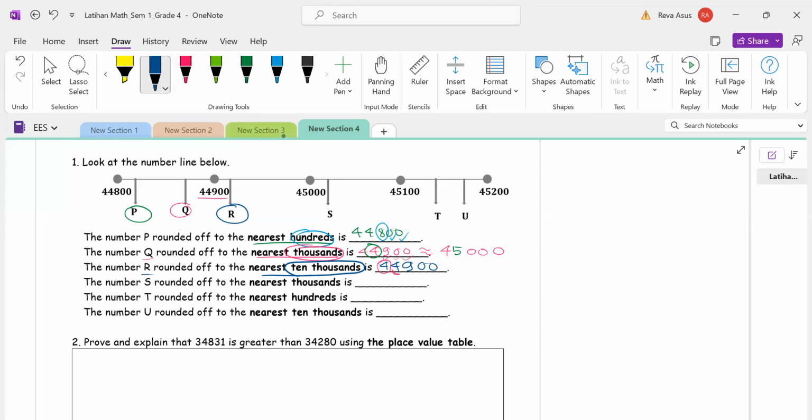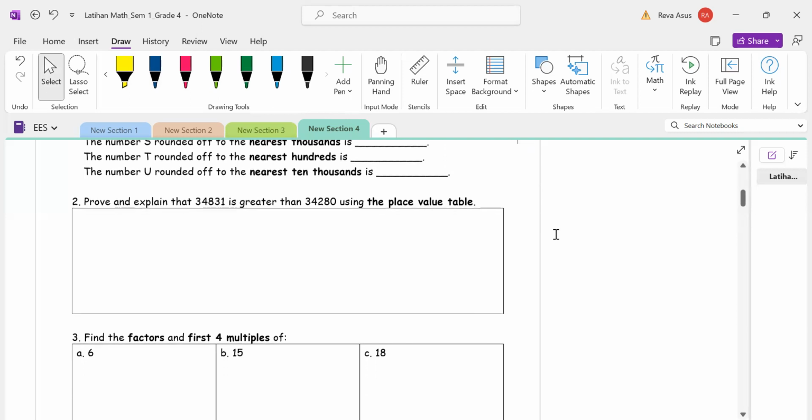So it would be like this. The 4 doesn't change, and for the rest of the numbers, we would put this in pink. The 4 that I circle is not changed because the 1,000 is less than 5. Then the 1,000 became 0, the 100 here became 0, and then we have another 2 zeros. So that's the rounded off of P, Q, and R.